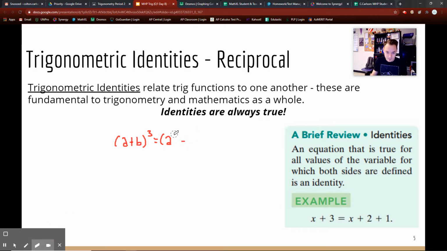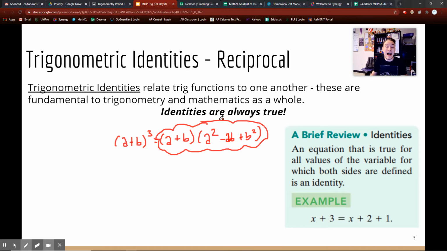Sorry. This actually becomes this: a plus b, and then times a squared minus a times b plus b squared. This is your actual sum of cubes identity. We don't ever call it identity. Also, you should know this, b squared minus 4ac all over 2a.